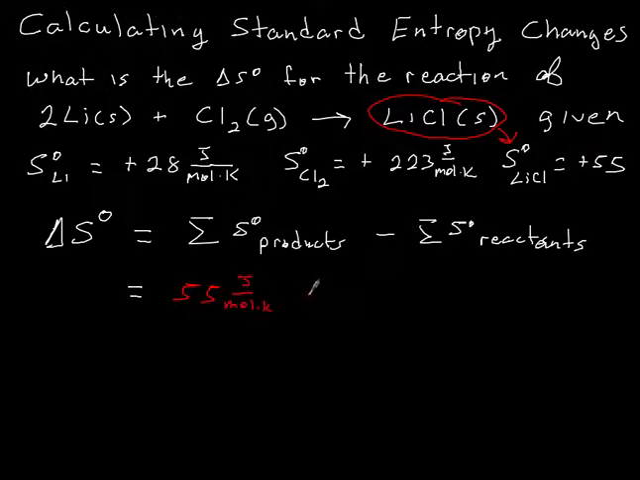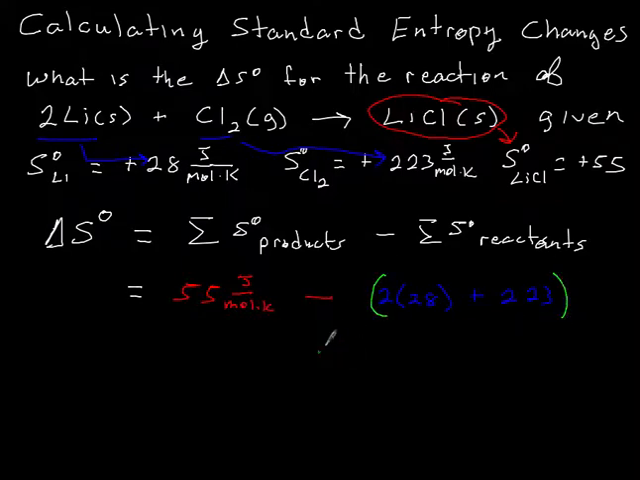And then we're going to subtract from that the sum of the reactants. We have two lithiums, there's your entropy for that, so we need to do 2 times that entropy value. So 2 times 28. And we're going to add to that the chlorine. We have one chlorine, there's your entropy value for chlorine, so 223. And we need to make sure that we sum those before we subtract from the 55.